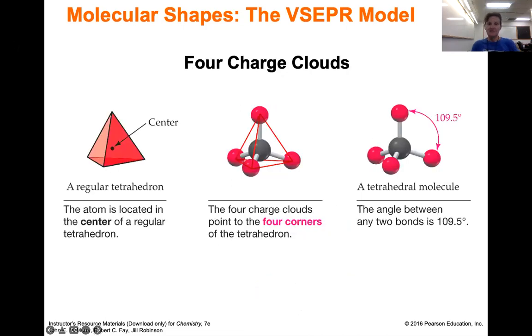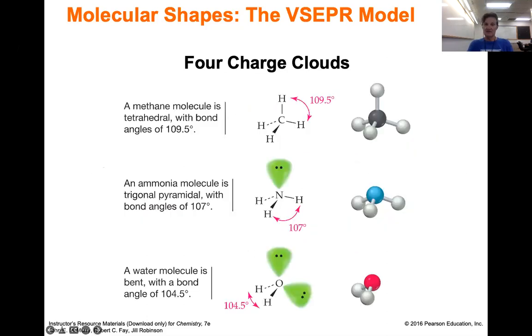Four charge clouds ends up as a tetrahedral geometry, so the angles are about 109.5. If you have a perfect tetrahedral molecule with all four of those red atoms being atoms instead of lone pairs, the bond angle should be 109.5 exactly. But just like with three charge clouds, there are other ways to think about it. Methane has four charge clouds, and they're all atoms. The angles are 109.5. Ammonia has three charge clouds that are bonding and one that's a lone pair, but it still has a total of four charge clouds.